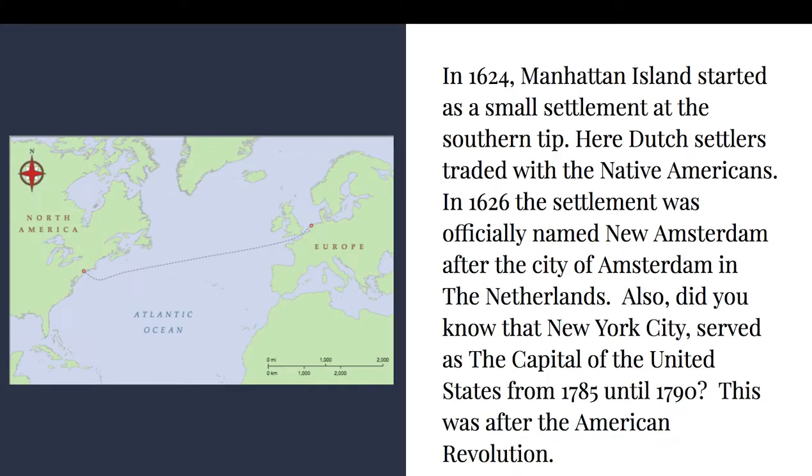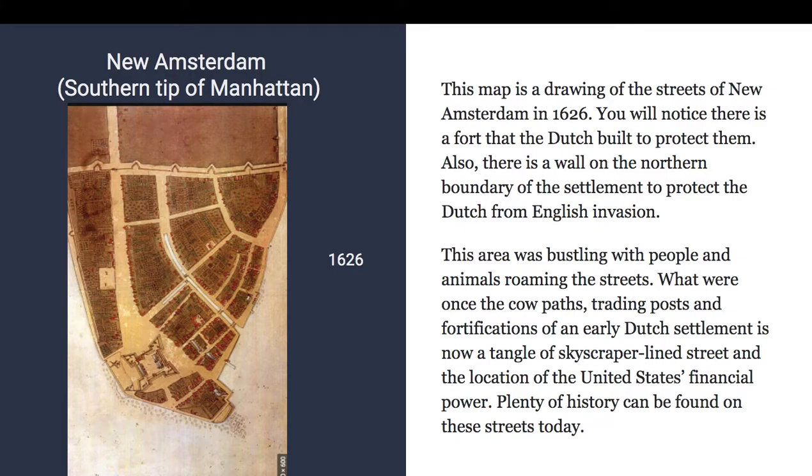Now, in 1624, Manhattan Island started as a small settlement at the southern tip. So here the Dutch settlers traded with the Native Americans. In 1626, the settlement was officially named New Amsterdam after the city of Amsterdam in the Netherlands. Now, remember, in 1664, England took over the settlement, and that's when they changed its name to New York. Also, did you know that New York City served as the capital of the United States from 1785 until 1790? This was after the American Revolution.